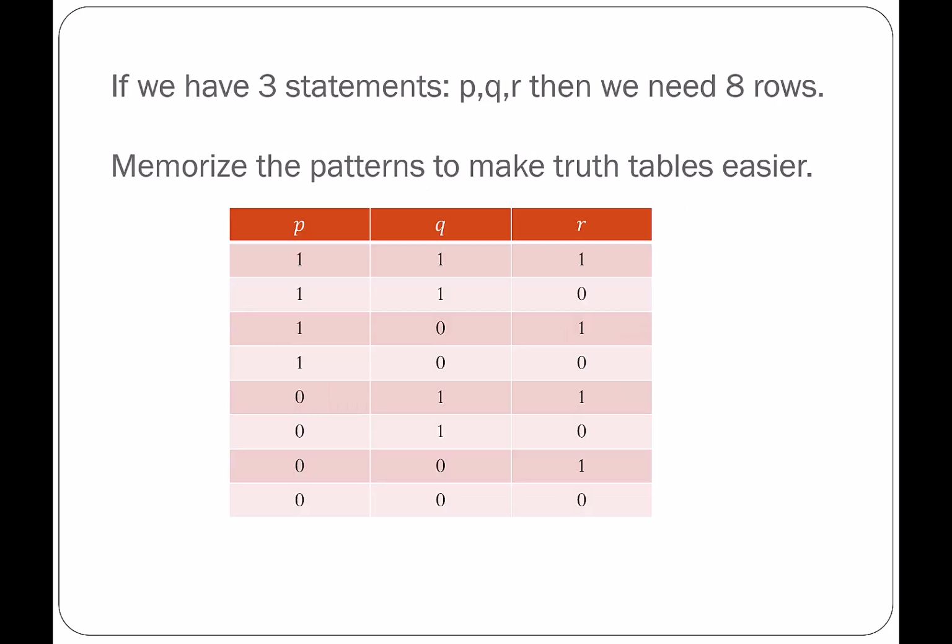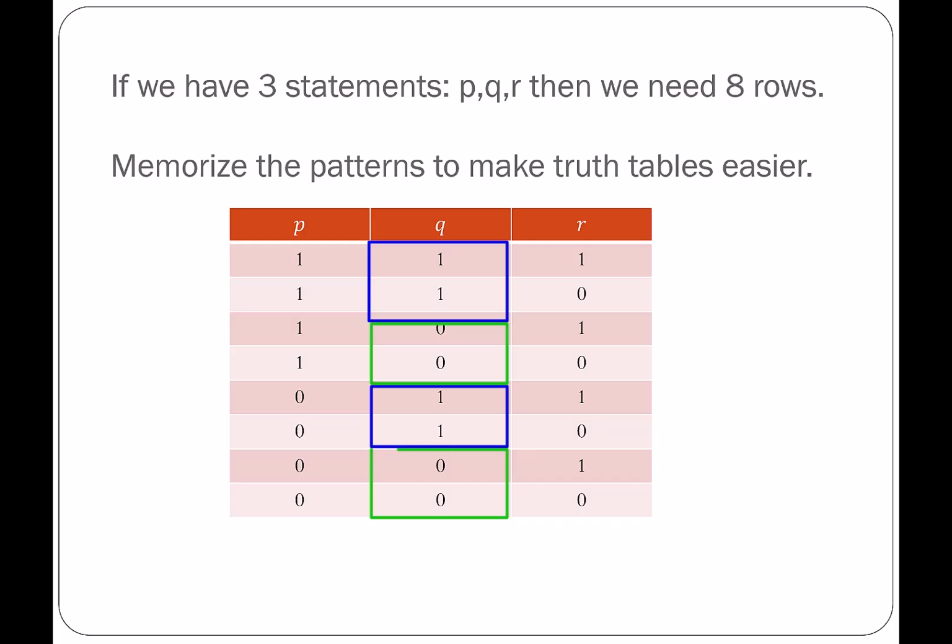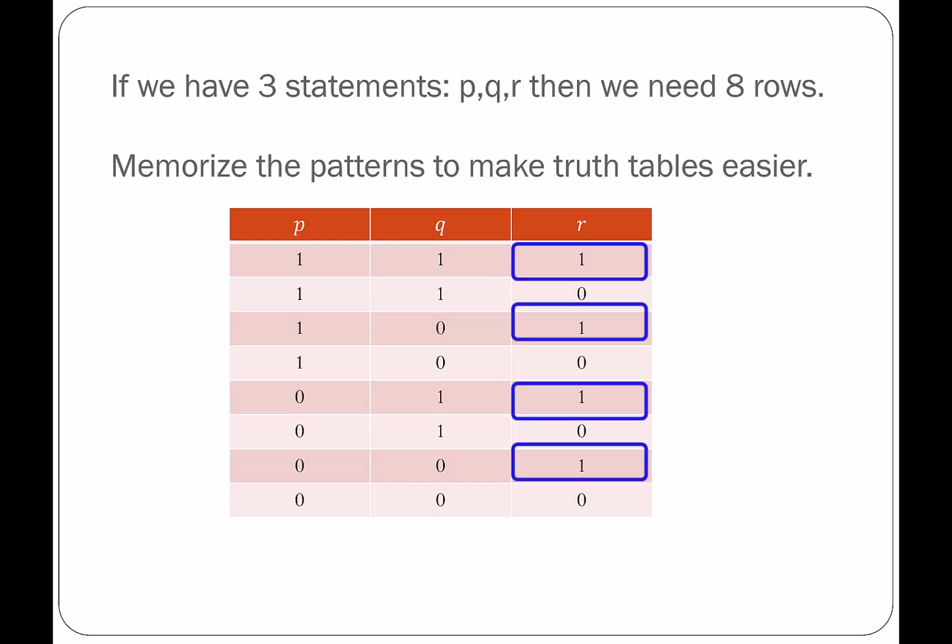If we make that even bigger by having three statements, P, Q, and R, then we need 8 rows. You don't really want to have to think through all the combinations every time you make truth tables, so it's better to memorize patterns. With P, Q, and R, P starts 4 true followed by 4 false. Then Q we do in pairs, so 2 true, 2 false, 2 true, 2 false. Then R changes every time, true, false, true, false, true, false, true, false, all the way down.